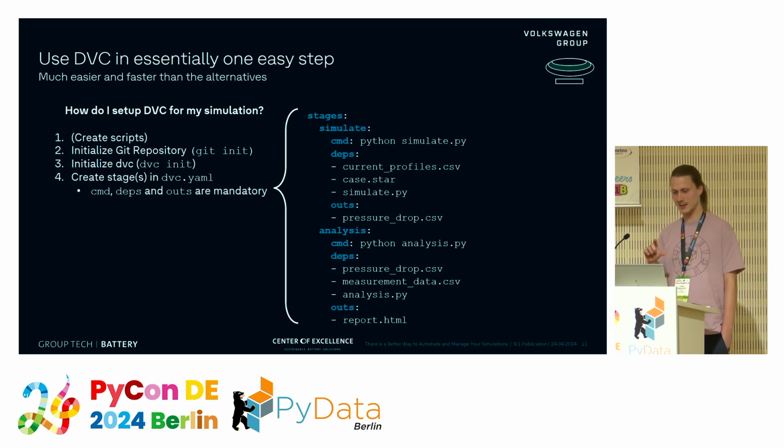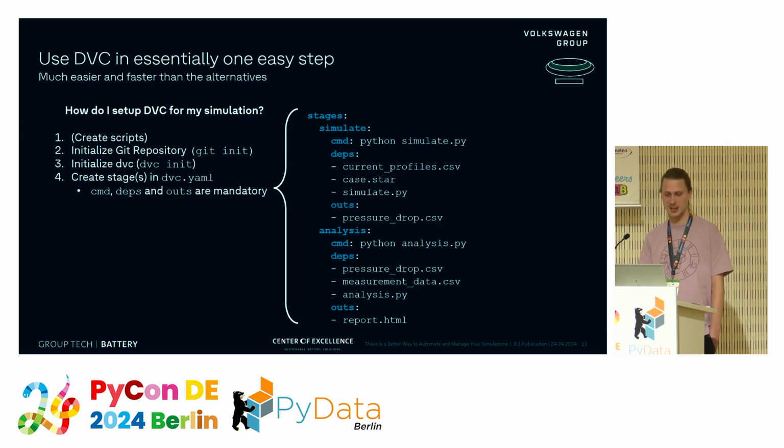And now we find all of this we've seen in the previous slide again here. So we have the command, which is python simulate.py, which executes the Python script here. Then we have to declare our dependencies. So this is the current profile, this is the case.star file, and also our script we're executing. And then we have the output file, which is our pressure drop here as a CSV file.